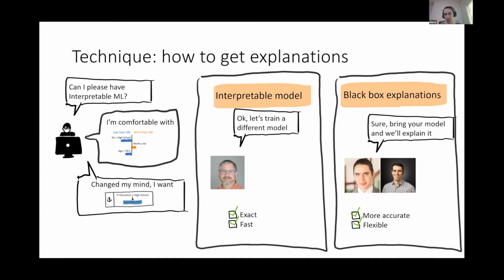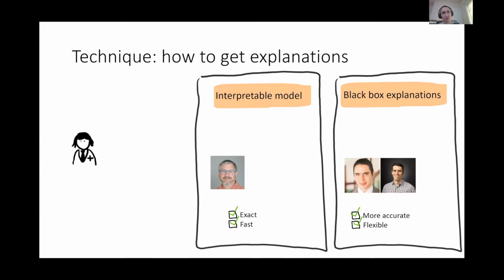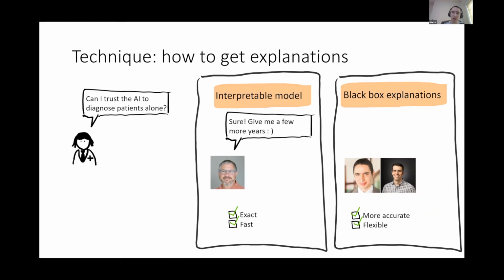So there are trade-offs. I'm not saying that one is better than the other. It really, again, depends on the purpose. If you need exact, fast explanations, or if you can get away with it, like if an interpretable model is accurate enough for your domain, that may be preferable. If you need more flexibility, then maybe you want to look at black box explanations. So for example, if you're a doctor or if you're in medicine and you want to figure out how to diagnose patients, probably better to go the interpretable model route. I would not trust a black box model to do this, even if we could produce explanations.